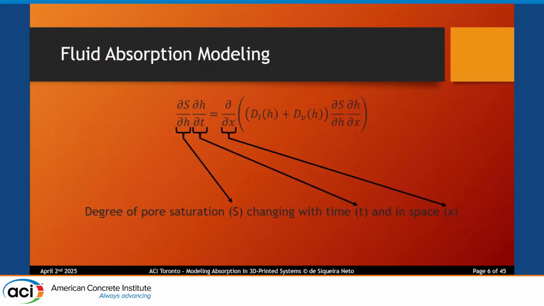So in order to address these challenges, we propose a complementary approach, which is to use fluid absorption modeling, where we use finite element analysis to implement a well-established equation that is used to describe the transport of fluid in porous media. I can answer specific questions about this equation later, but for now, I only want to highlight a few things. The first one is that what this equation essentially describes is how the degree of pore saturation, so the relative amount of fluid in the pores of the system, changes temporally and spatially.